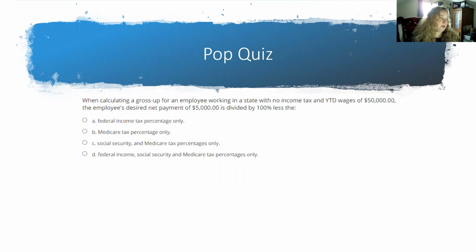D, it is federal income tax, Social Security, and Medicare. They didn't have any state, so. Very good.